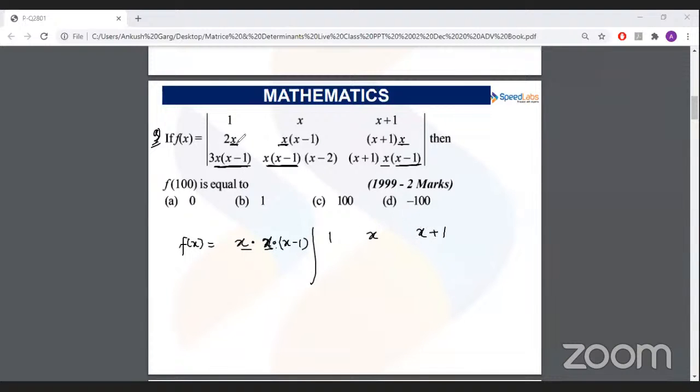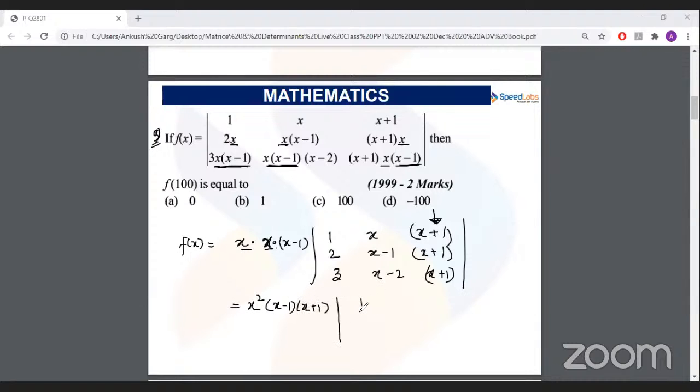So this function will become x into x minus 1, 1 x plus 1, row 1 will be as it is. Second row will simply become 2x minus 1 x plus 1, and third row will become 3x minus 2 and x plus 1. Now you can see from the column 3 also I can take x plus 1 because x plus 1 is common in all the 3 elements, right? So x plus 1 I can take common from here. So this will become x square into x minus 1 into x plus 1, 1, 2, 3, x minus 1, x minus 2, 1, 1, 1. Okay, this is your fx.